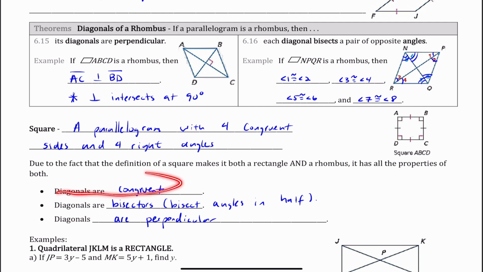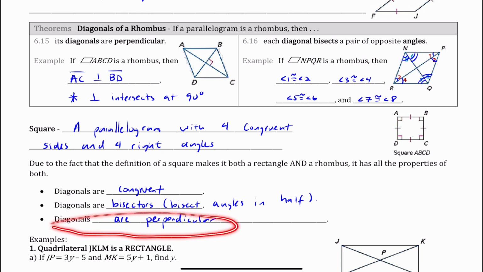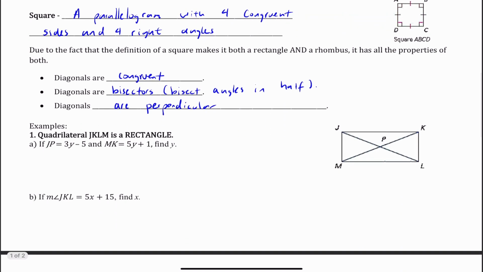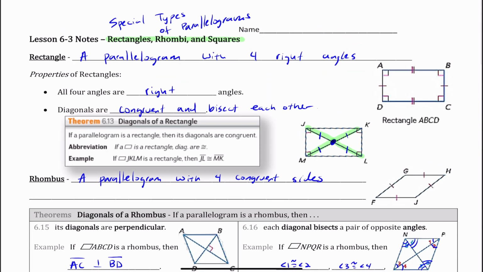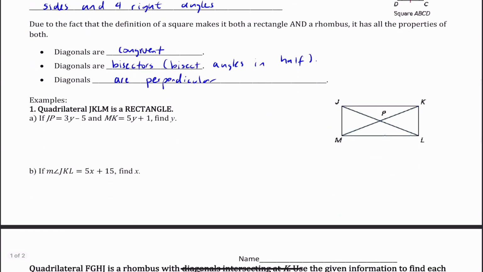So the diagonals are congruent, that came from the rectangle. The diagonals are bisectors, that came from the rhombus. And the diagonals are perpendicular, that came from the rhombus as well. So let's take a look at some examples. We're going to go ahead and use this to answer the rectangle question. Because here, number 1, quadrilateral JKLM is a rectangle.